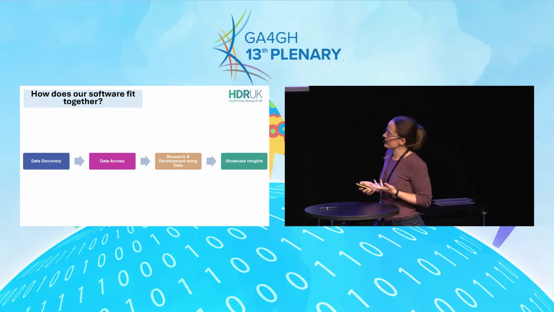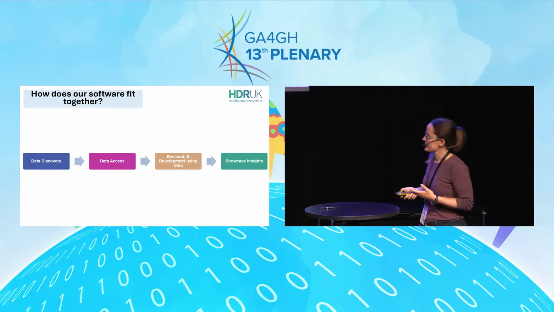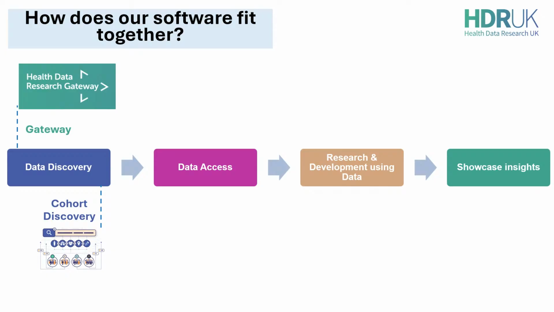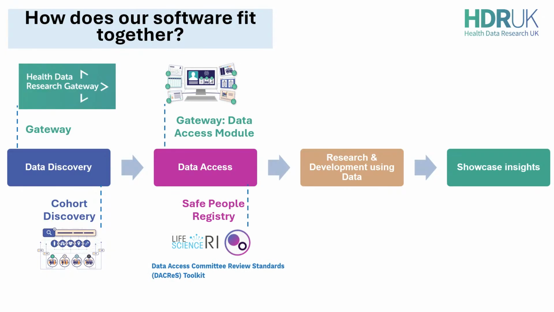So in sum, how does our software fit together? We start at data discovery. People can find data using our gateway. They can find numerical summary of data using our cohort discovery tool. They can use the data access module within the gateway to go from finding to accessing. Custodians can use the Safe People Registry to monitor who has access to their data and whether they should.